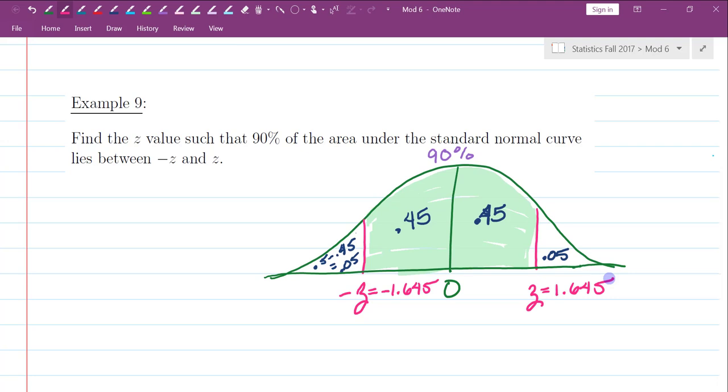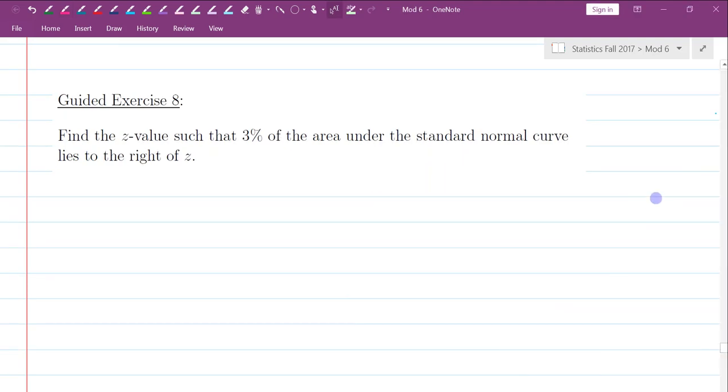Okay, here is our next problem. It says find a z value such that 3% of the area under the standard normal curve lies to the right of z. So we're looking for a z value such that 3% of the area under the standard normal curve lies to the right of z. So the right is very important. Let's draw a picture that represents the question.